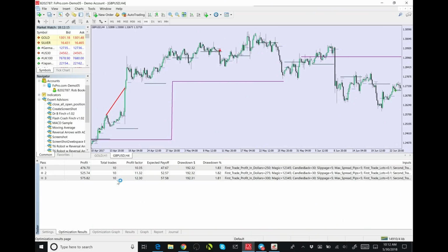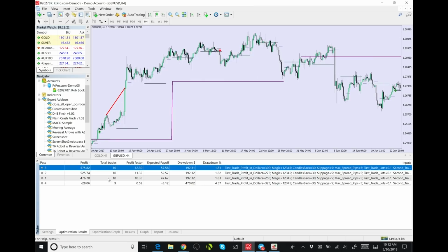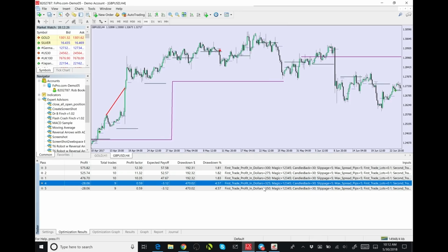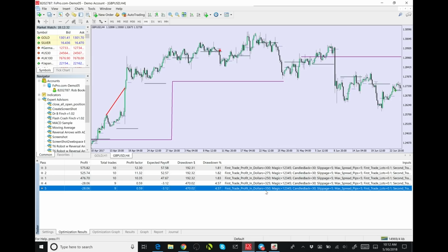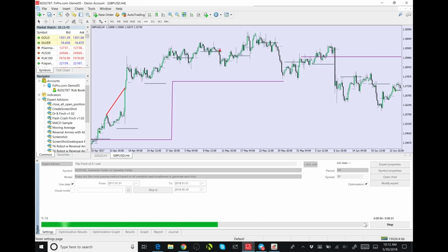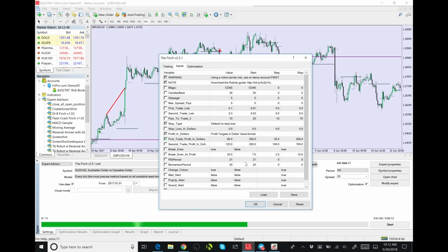Let's see here. We're testing now. Just watch these results come in. It looks like we produced $575 of profit with a profit target of 300, but as soon as we took the profit target to 325, 350, and so on, we had a loss for the year. So it looks like we got up to the outer limits of how much profit this could produce, and now it's not going to do it anymore. So we'll stop this, and we'll stay with a $300 profit on trade number 1.